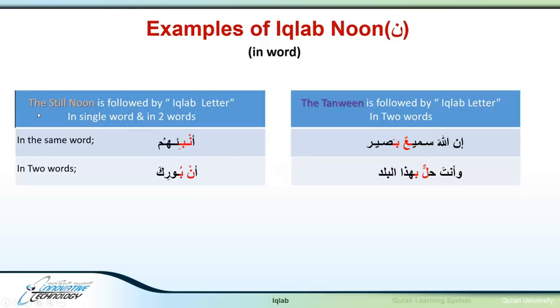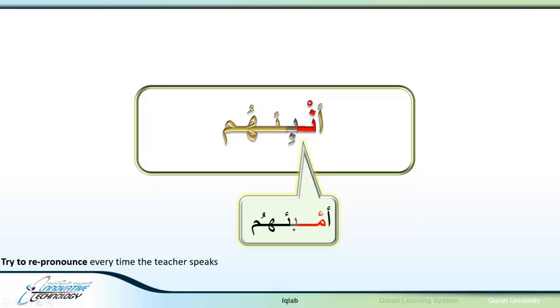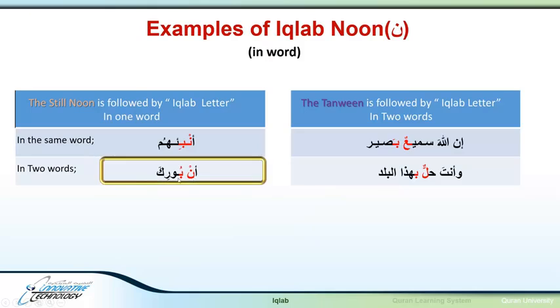Here we're going to have examples of the sakin noon in a single word, in the same word, and in two words, while the examples of tanween are always in two words. First example is anbi'hum. Noon sakinah followed by a ba mutaharrika with haraka. We convert or eliminate the noon and exchange it with a meem. It will be pronounced like ambi'hum. The second example, anburika.